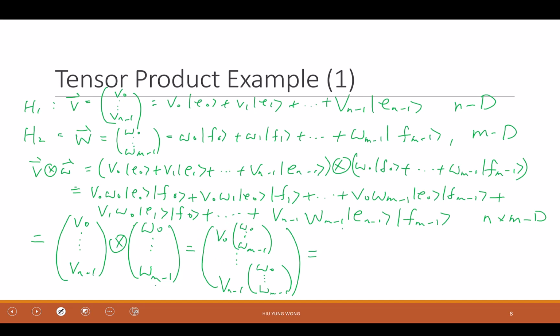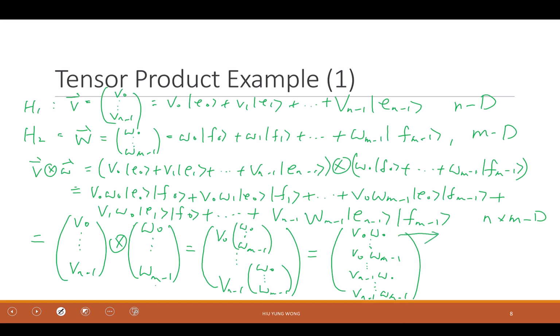So this is equal to, can someone tell me what this is? The first one is what? V0, W0, right? And dot, dot, dot, V0, Wm minus 1, dot, dot, dot, Vn minus 1, W0, dot, dot, dot, Vn minus 1, Wm minus 1. Is this also n times m? N times m dimension, right?